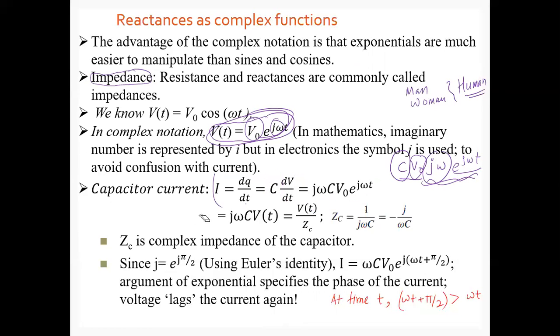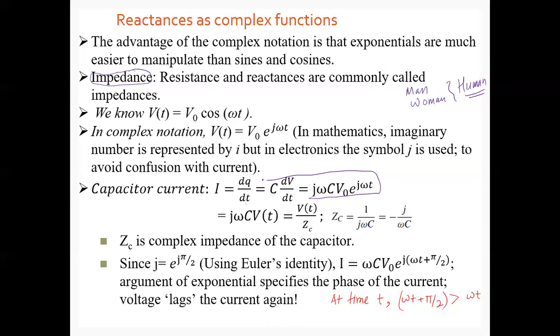In a nice way, I can write this guy like this. Now, I convert this guy back to V again. See this guy? I'll convert this back to V. Then what do I get? J omega C V. Okay. Now, let's find the impedance.